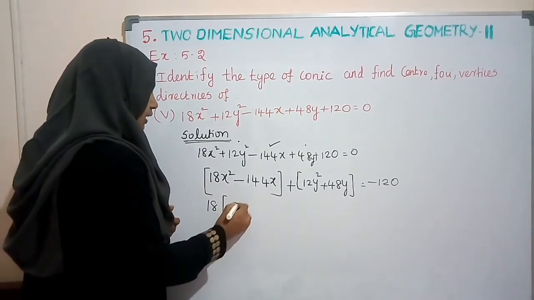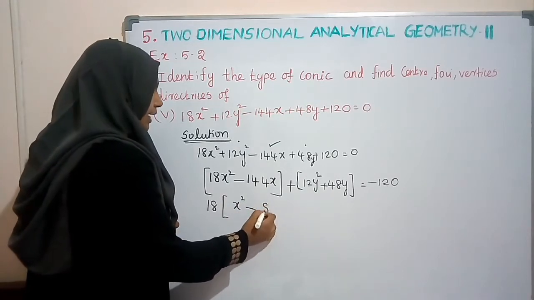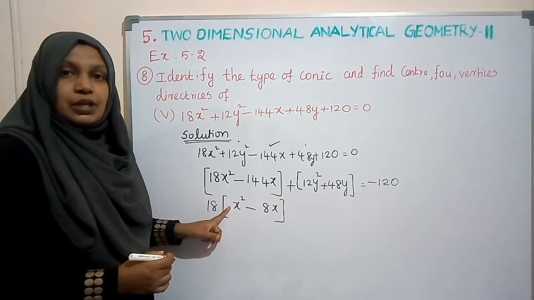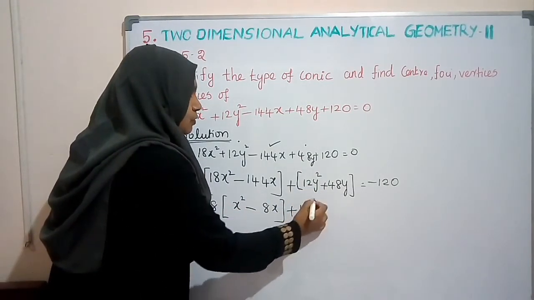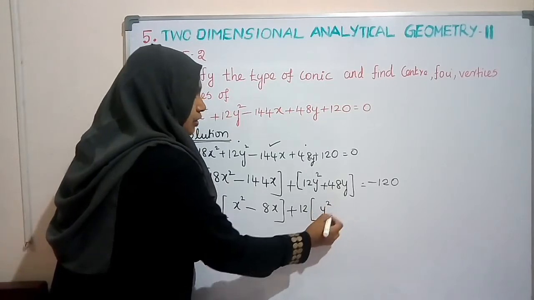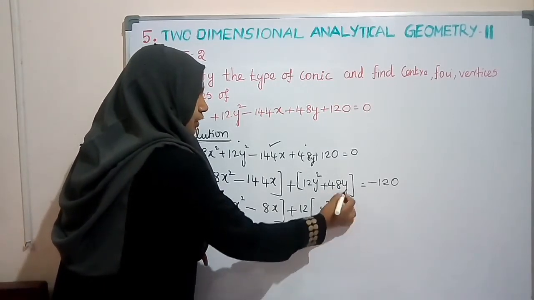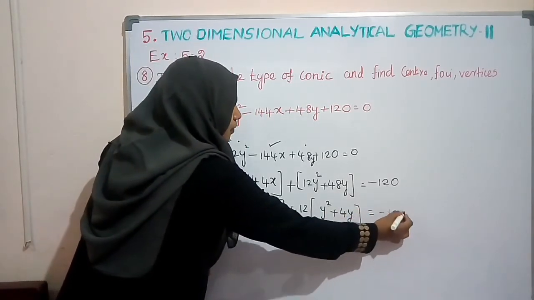Then what is remaining? x square minus 144 divided by 18 is 8x. Okay. So now see this x square coefficient, it is 1. Similarly from here we can take 12 outside. Then we will get y square, 48 by 12 is 4y. Okay. 48 by 12 is 4. So we have 4y is equal to minus 120.